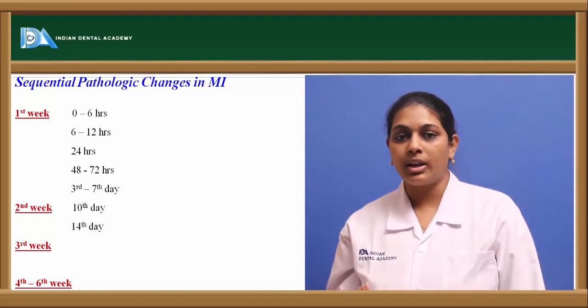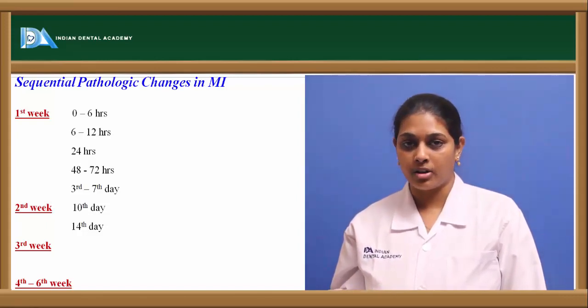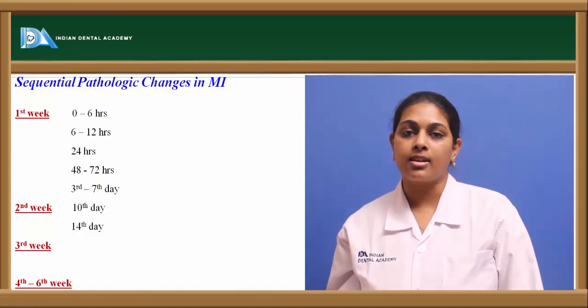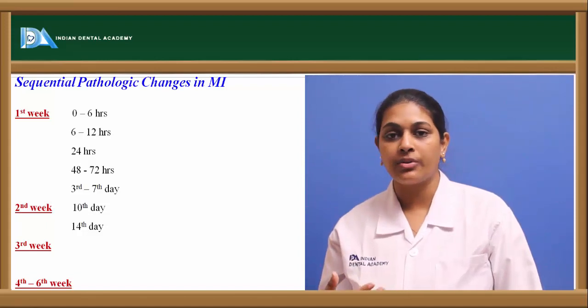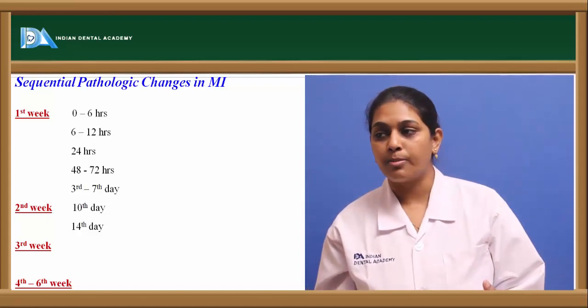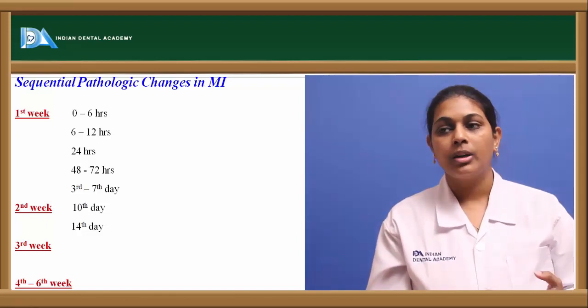Coming to the second week, by the 10th day after the infarct has formed, the gross specimen shows red-purple color changes at the periphery. Under the light microscope, we usually see necrosed muscle within a small infarct which has been removed.